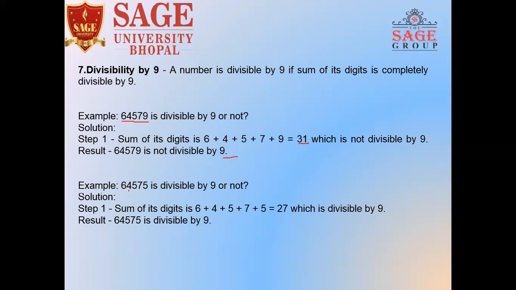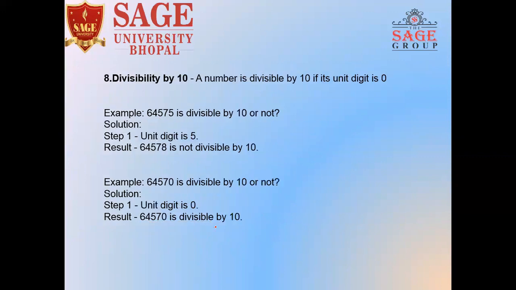Considering another example, is 64575 divisible by 9 or not? Sum of its digits is 27. This 27 is divisible by 9. Then the entire number is divisible by 9. Divisibility by 10, the unit digit must be 0. For checking the divisibility by 10, here the digit is 5, not divisible by 10. Here it is 0, it is divisible by 10.